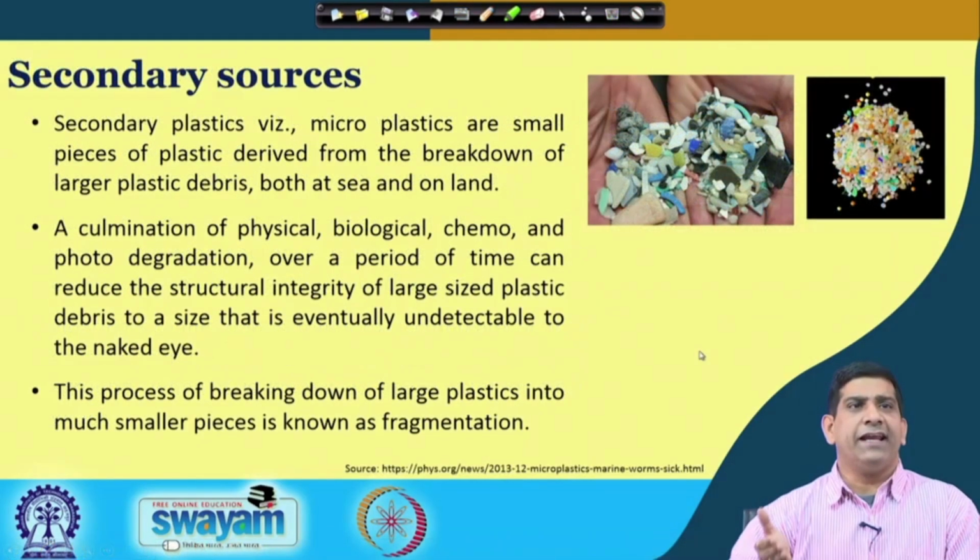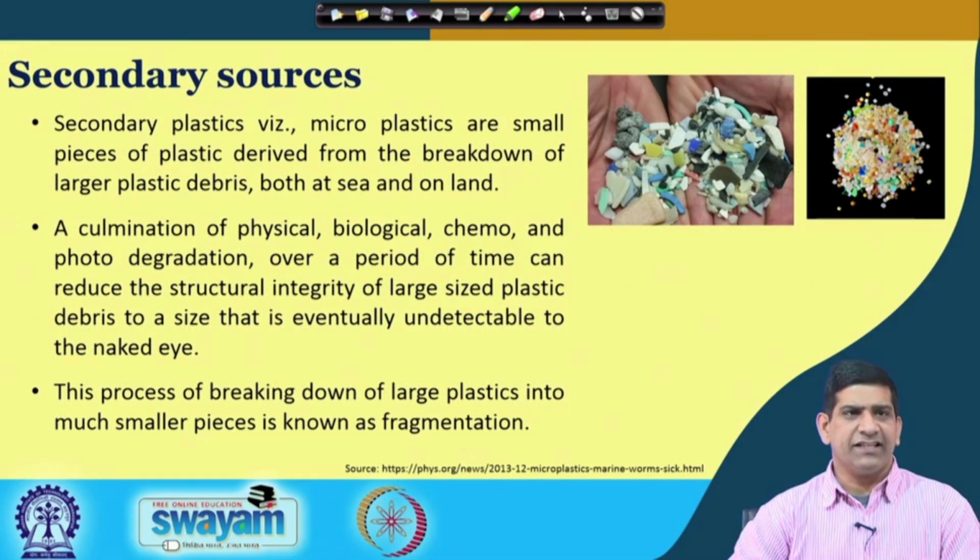Then there are certain secondary sources. Now, what are secondary sources? Secondary sources are the microplastics. They're the small pieces of plastic derived from the breakdown of large plastic debris. It could be both at sea and on land. Because of the disintegration of plastic over time, smaller plastic is being made.